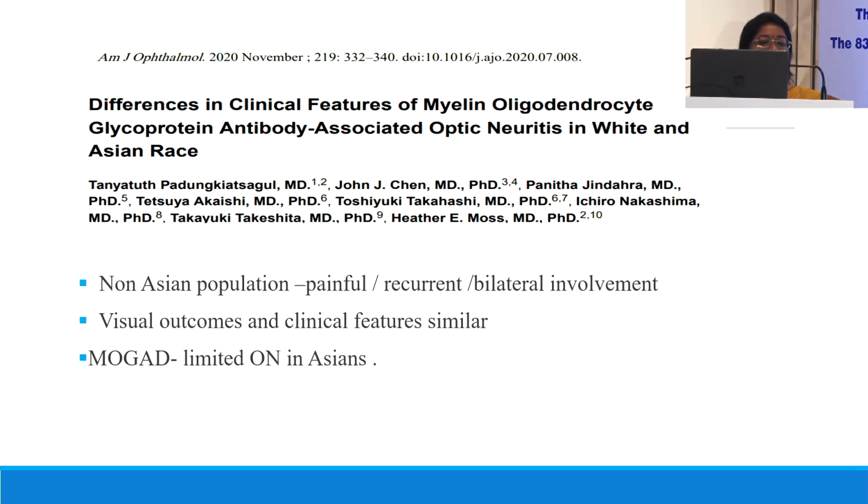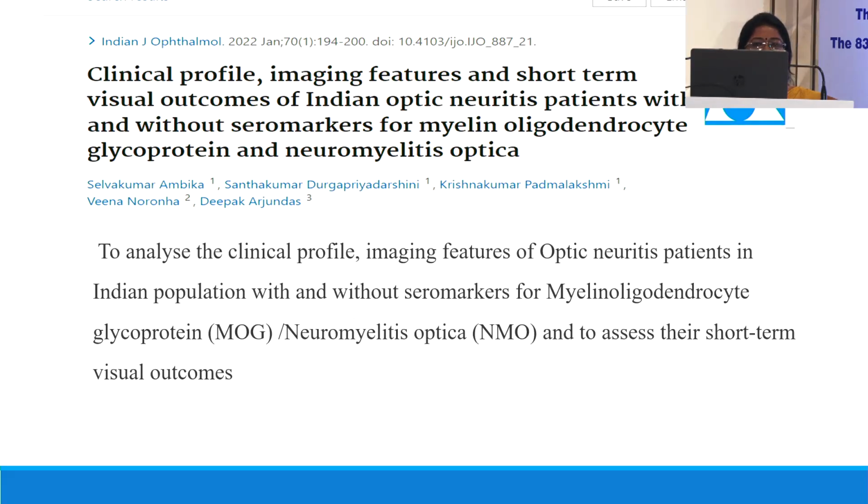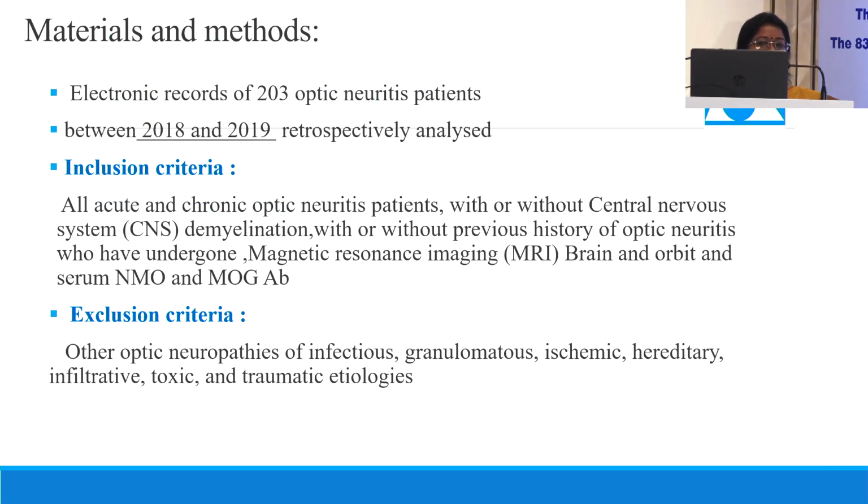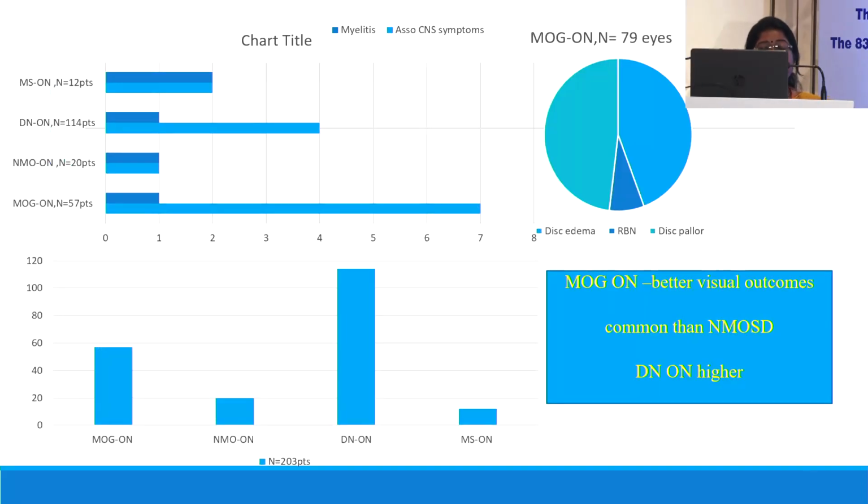We tried to analyze our population at our center, and we looked at all the optic neuritis with and without seromarkers. We compared their clinical behavior, and this was retrospective data of 203 patients, and we excluded all other causes of optic neuritis and optic neuropathies. We found that most of our MOG optic neuritis presented with a disc edema, and on analysis, most of them were seronegative. So double negative was high in our group of people, followed by MOG optic neuritis, and then NMO, and MS was very rare in our optic neuritis patients.